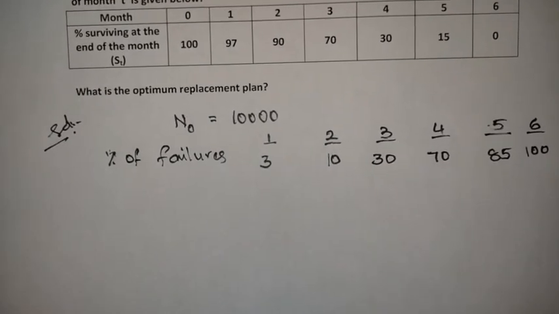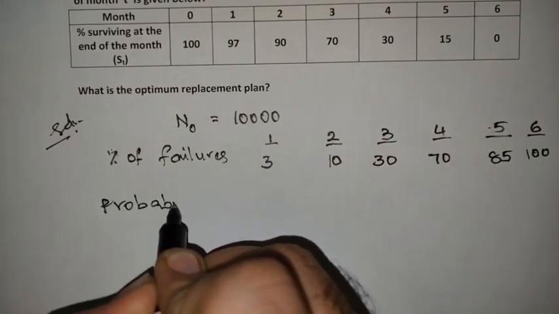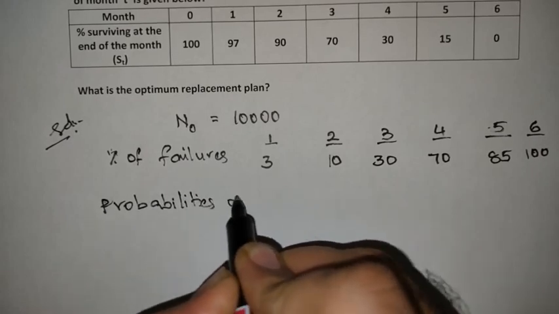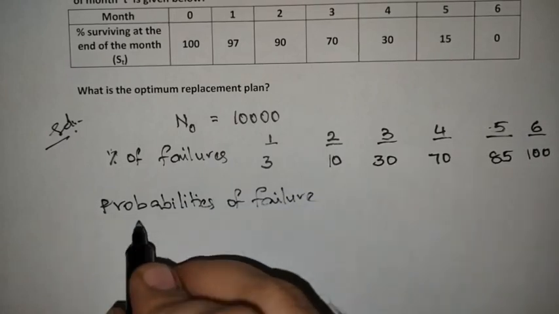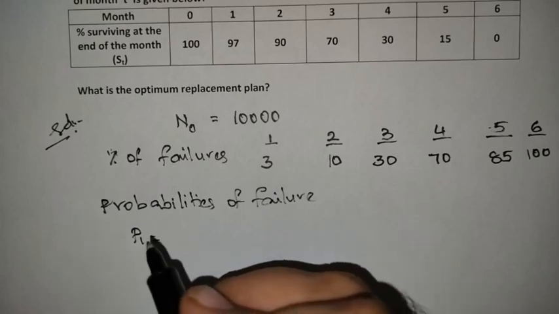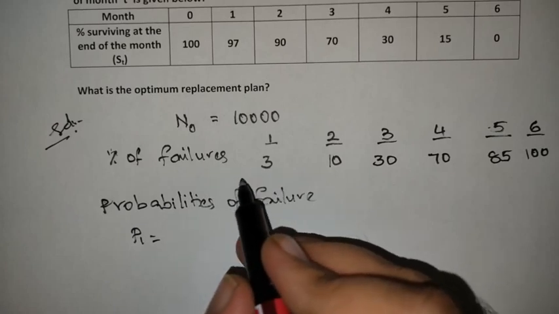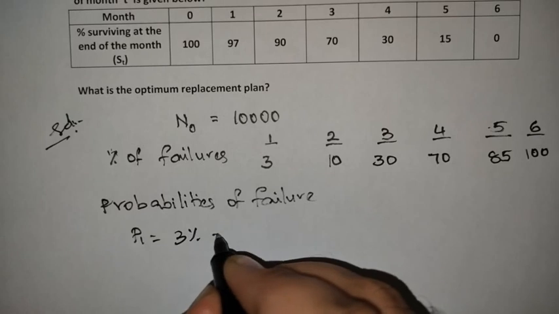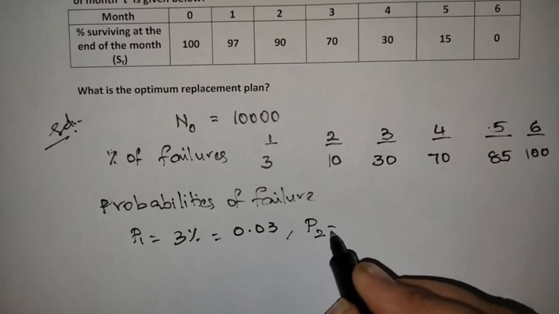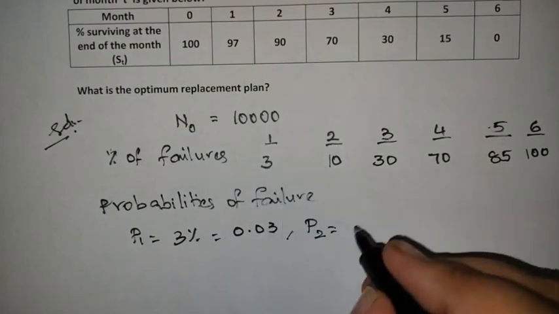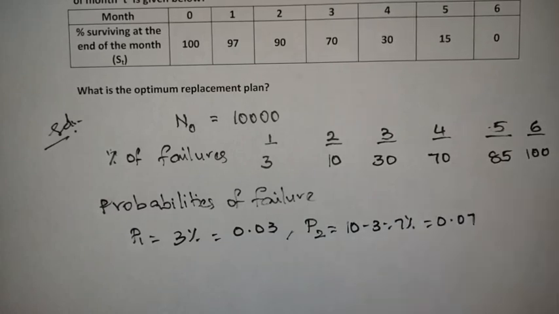Now let us calculate the probability of failure. So P1 equals, the probability of failure in first month, so 3% are failing. So in first month means 3%, means 0.03. So probability of failure in second month, only in second month, so second month minus first month, 10 minus 3 equals 7%, and that equals 0.07.